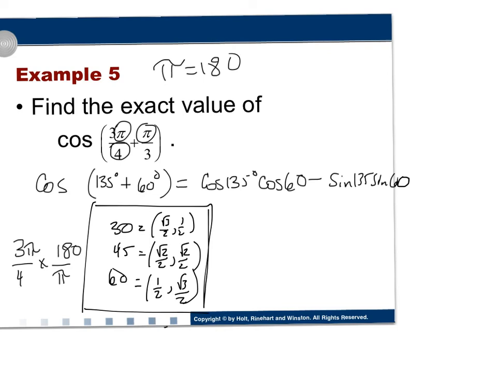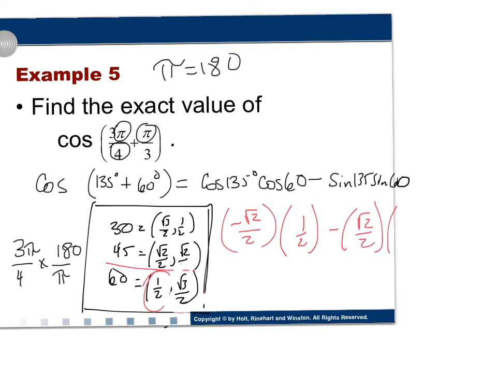Okay, so now cosine of 135. I'm going to get a different color here. Cosine of 135, second quadrant. Reference angle is 45. So I'm looking here, negative root 2 over 2. Cosine of 60, I look at my 60 and I look at my x value. Not this guy. So that means 60 degrees is 1/2. Minus sine of 135, root 2 over 2. Sine of 60 is root 3 over 2. So I have a negative root 2 minus root 6 all over 4.